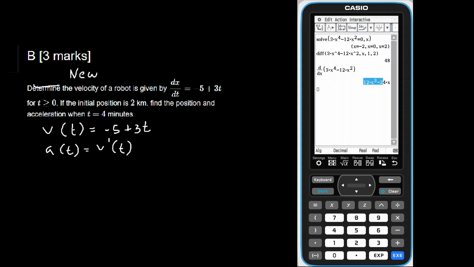Let's grab our calculator out again, and we're just going to wipe everything because we're starting a new question, part B here. So it's minus 5.